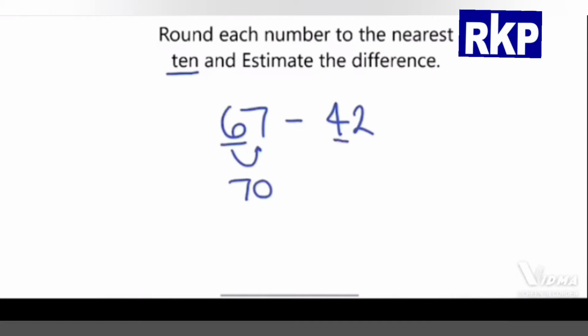Next, I'll look at the 42. Round it to the nearest 10, so I will look to the right, and I see that 2 is not more than 4, so I can round this down to 40. And we're looking for a difference, which is a subtraction problem. So 70 minus 40, well, we know 7 minus 4 is 3, so 70 minus 40 is 30. And that's how you round a number to the nearest 10 and estimate the difference.